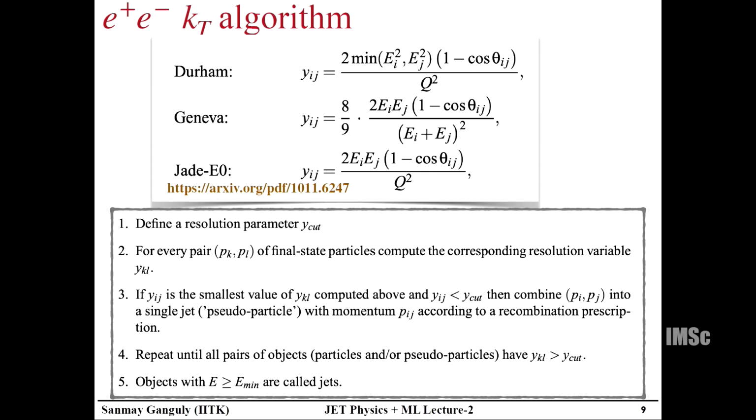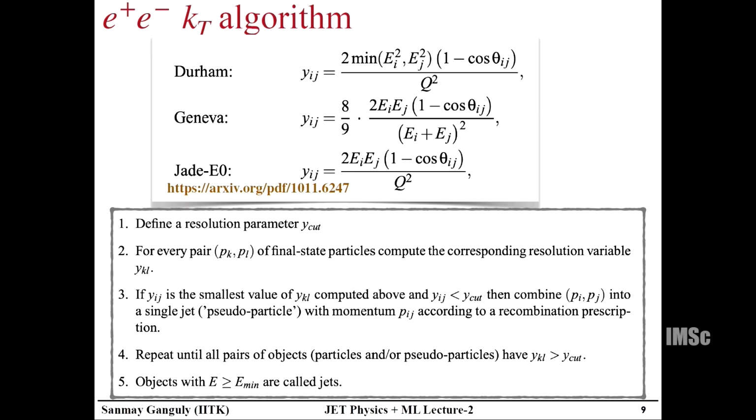Again, start from the set of n particles. For every pair, depending on which algorithm you are trying to follow, you can compute these numbers Yij. And also, you have to initially settle on a predefined number called Y-cut. So what is given to you? You are given a formula to compute Yij for every pair, and you are given a number Y-cut. Now, for every pair of these particles, once you have this Yij, you try to see which is the smallest pair in terms of this distance Yij.